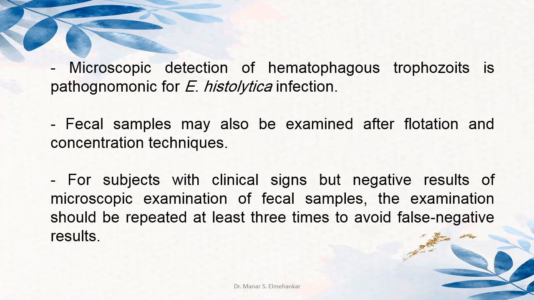Microscopic detection of trophozoites is pathognomonic for Entamoeba histolytica infection. Fecal samples may also be examined after flotation and concentration techniques. For subjects with clinical signs but negative results of microscopic examination of fecal samples, the examination should be repeated at least 3 times to avoid false negative results.